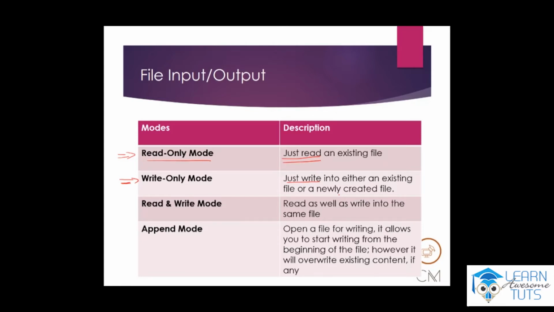You can use this write-only mode if you would like to create a new file and to write specific content in this file. We can see later that there is the append mode if we would like to write more data in a specific file that already has data in it. The third mode is the read and write mode. This means that you are going to read as well as write into the same file. So you can open the file in read and write mode if you would like to read and write at the same time. The fourth and very important mode that you should learn and you should use is the append mode. You can open a file for writing. It allows you to start writing from the beginning of the file.